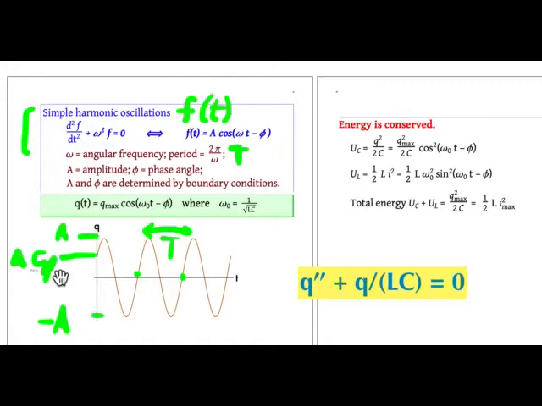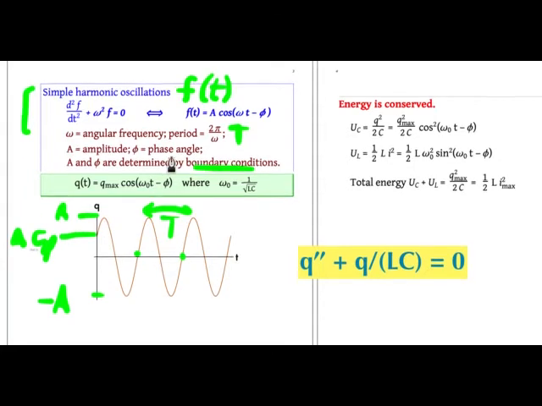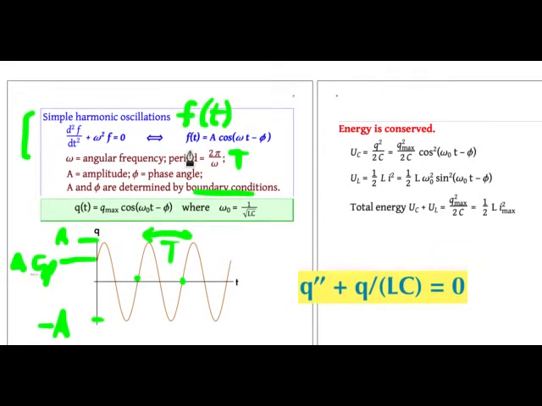All right, now A and phi are not determined. They must be determined by boundary conditions. For a time dependence, that would be an initial condition. So for example, maybe you would have A equals 5, and Q equals 5 at time 0. Well, that would correspond to A equals 5 and phi equals 0.